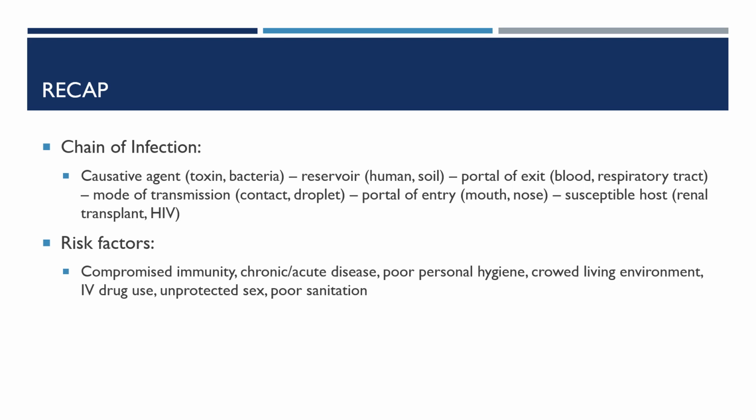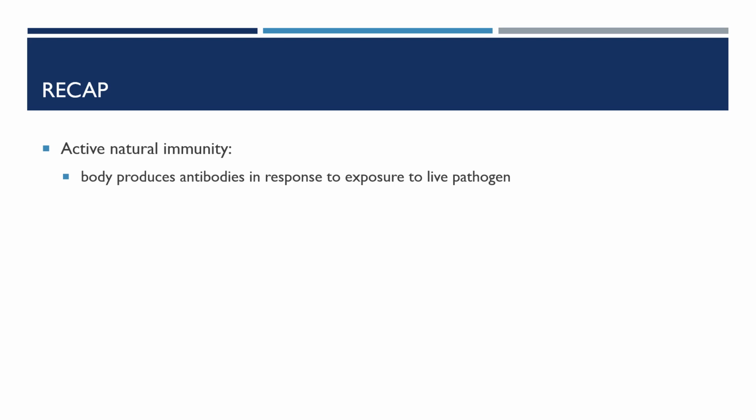If they have chronic or acute diseases, poor personal hygiene, crowded living environments, IV drug use, unprotected sex, or poor sanitation, then the virulence, so the ability of the pathogen to produce the disease. To recap from the types of immunity, we have active natural immunity. This is where our body produces antibodies in response to exposure to live pathogens, such as a common cold, and we have those antibodies.